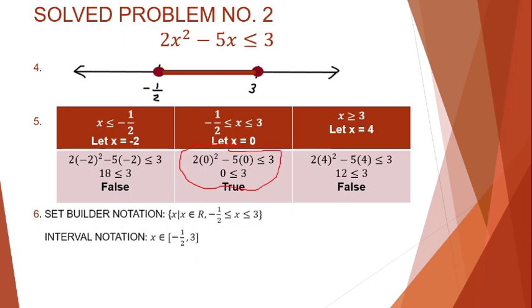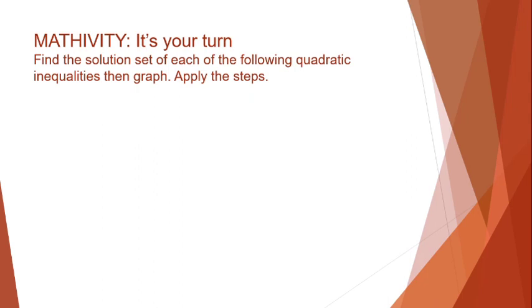Set builder notation, so ito lang naman yung nag-true eh, yung between negative 1/2 and 3. Then your set builder interval notation, so from negative 1/2 to 3. So this is your activity and it's your turn.